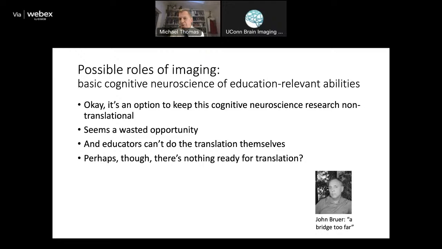But if you're super cautious and conservative, you might just argue that there's nothing ready here for translation. We just don't know enough to make strong claims. That was an argument made by John Bruer in the 1990s when some of the early work on synaptogenesis and sensitive periods in development was co-opted to support the sort of Clinton administration focus on early years education. And Bruer argued that that's a bridge too far.